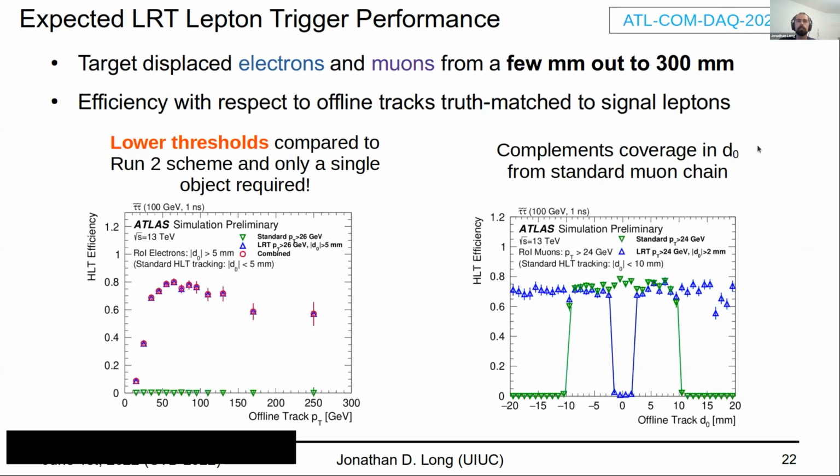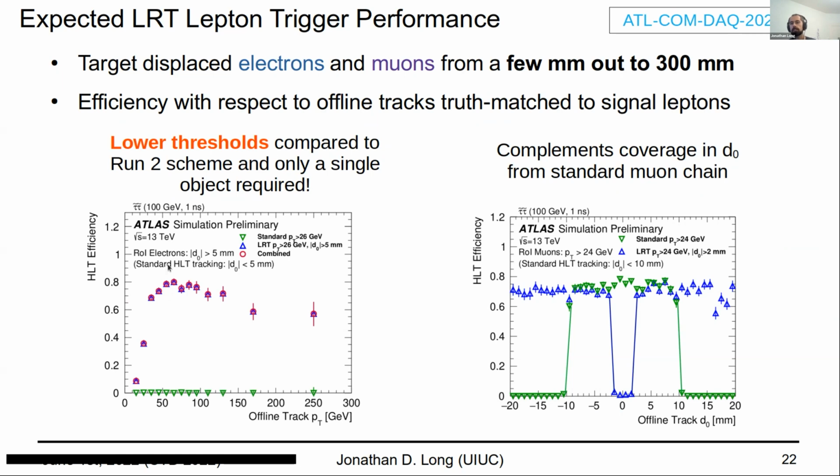Now we can take a look a little bit more at the performance. Again, we're looking for electrons and muons with a displacement from a few millimeters out to 300. On the lower left here, this is the efficiency for electrons versus the offline track momentum. And you can see that we have a pretty good efficiency for momentum below that kind of 60 GeV threshold I mentioned before. This is also a single object trigger instead of 2, which is nice. So you can, for example, have 2 chances to fire it. So it's a large increase in acceptance for these low momentum electrons compared to before.